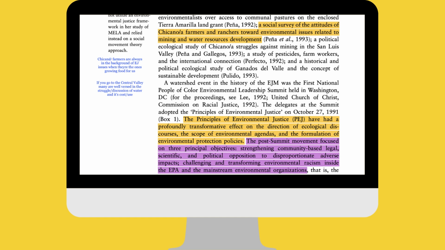And then the last piece is the post summit movement focused on three principal objectives: strengthening community based legal, scientific, and political opposition to disproportionate adverse impacts, and challenging and transforming environmental racism in the EPA and the mainstream environmental organizations. That is the right. And then on the next page, I probably have more highlighted in purple. But anytime I see a colon, which is like those two dots after objectives, that is when I will highlight it purple, because the author is listing something out.